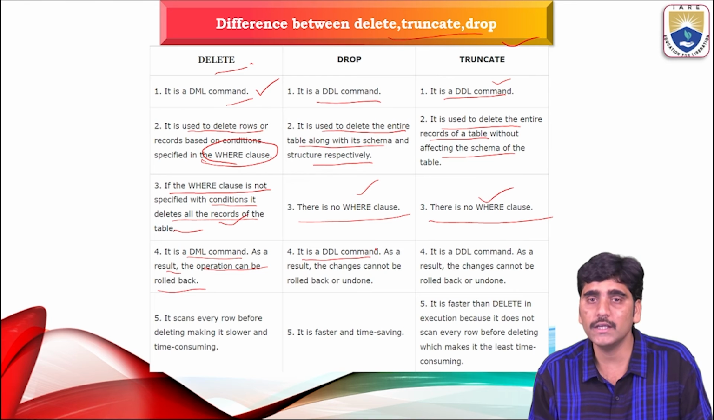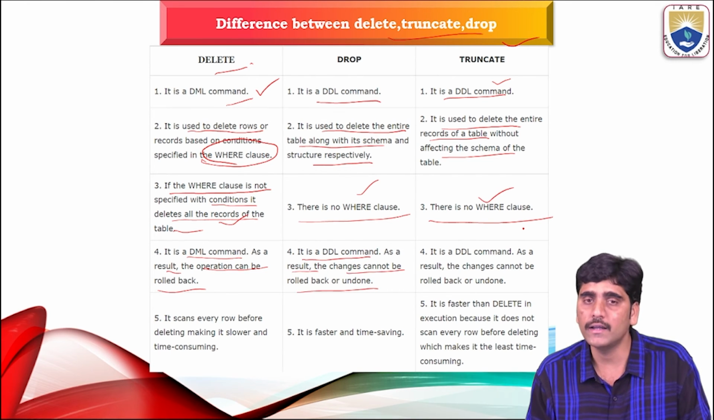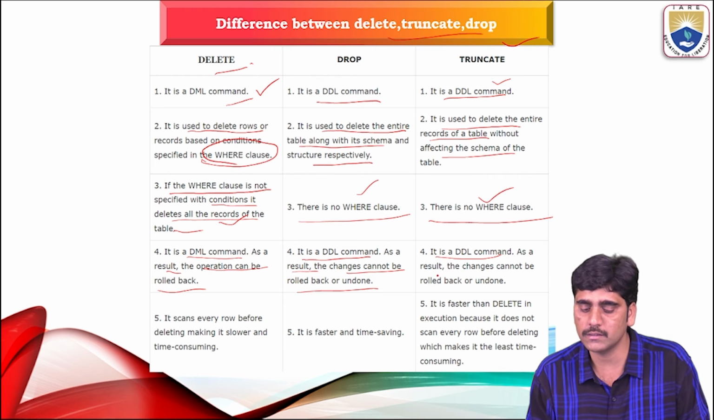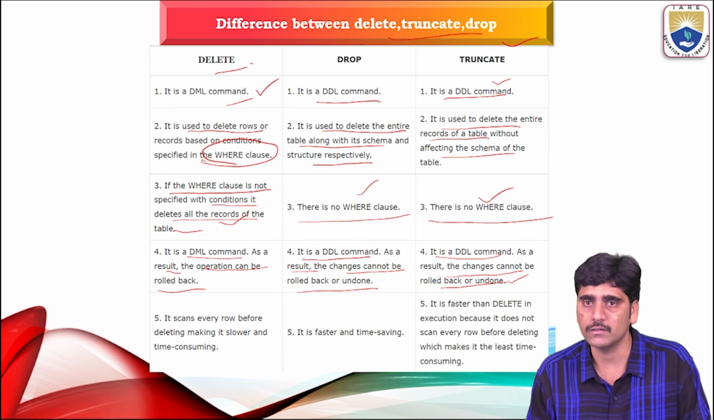And drop is a DDL command. As a result, the changes cannot be rolled back or undone. And truncate is also a DDL command, so the changes cannot be rolled back or undone. So these three operations you are not going to get back, because only if we do the commit operation, we will get back the data, right?